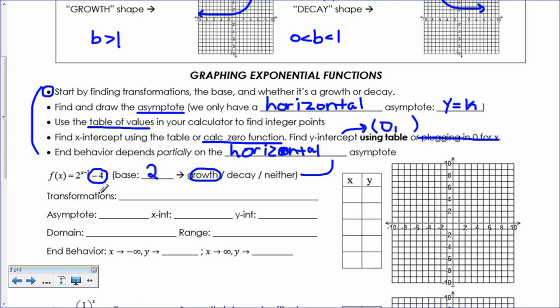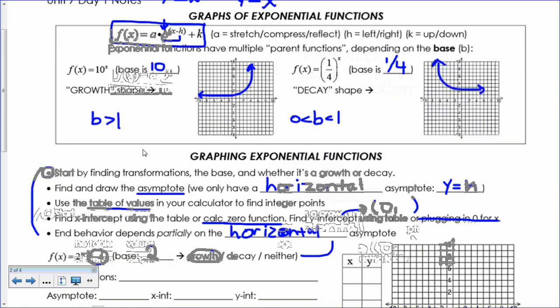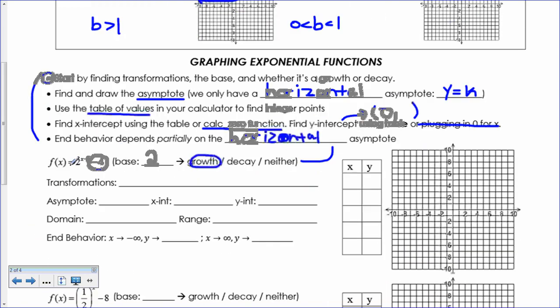So remember, transformations are everything except for the base, right? There is no extra number in the front here. It'll be very apparent if there is one. That includes a negative. So a base can never be negative. It does have to be positive. So if you have a negative, that's not B, that's actually A. If you look over here, if you have a negative in front, that's actually A. This one doesn't have anything, so there's not going to be a stretch or reflect or compress.